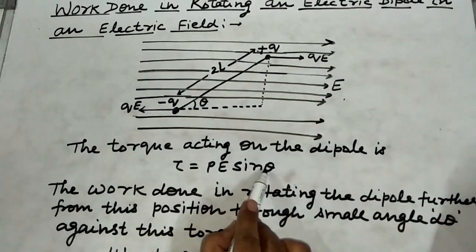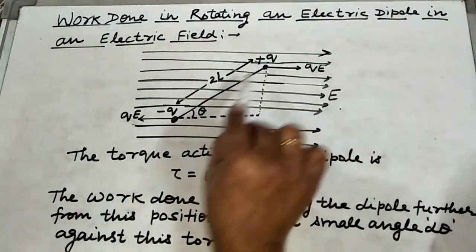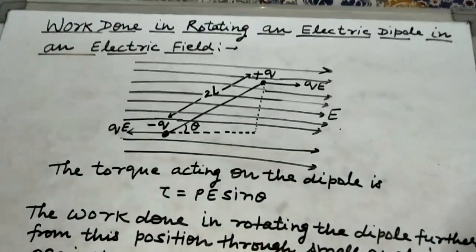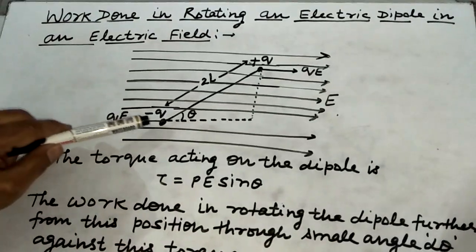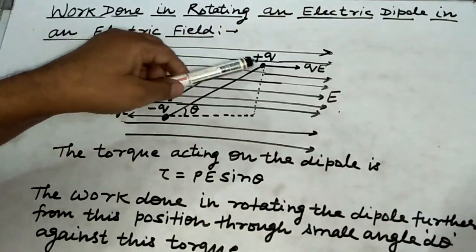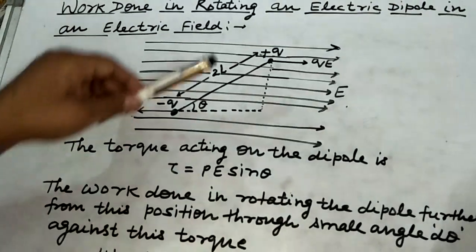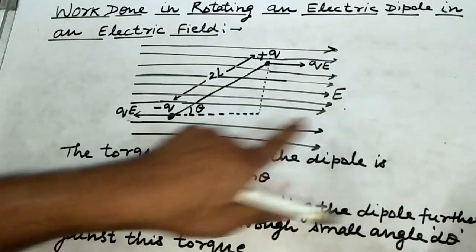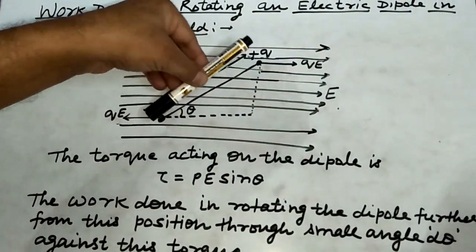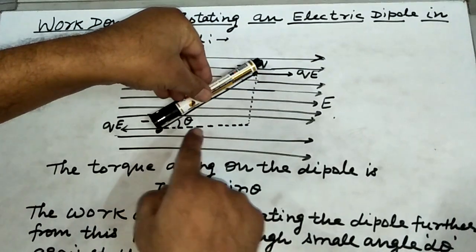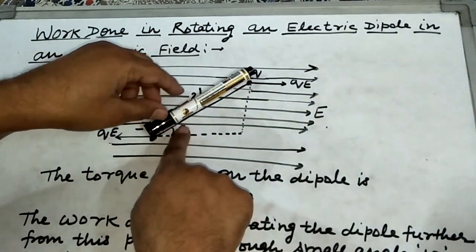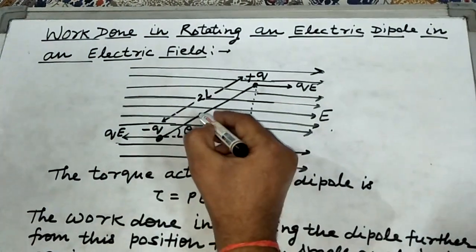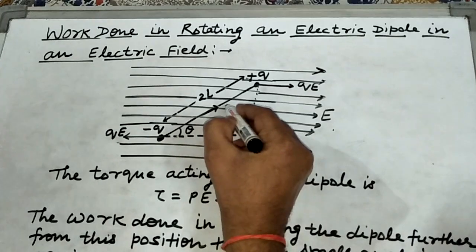Already in the previous video I derived the expression for this torque acting on an electric dipole placed in a uniform electric field. So this is the torque PE sin theta, which acts on an electric dipole placed in a uniform electric field E at an angle theta. This is the dipole, this is the electric field, and the axis of the dipole makes an angle theta with the electric field. This is the electric dipole moment P.